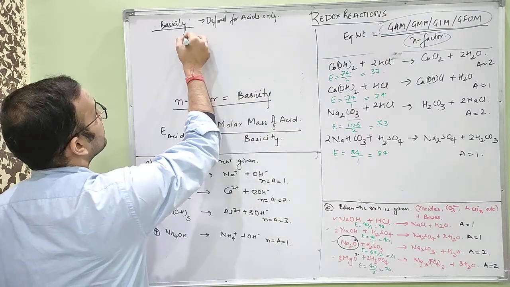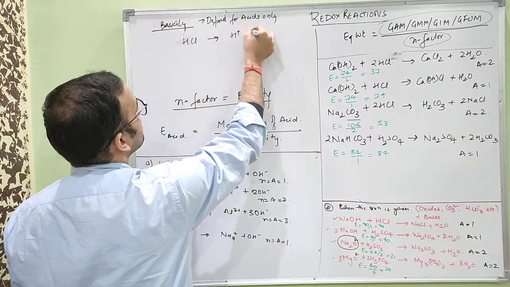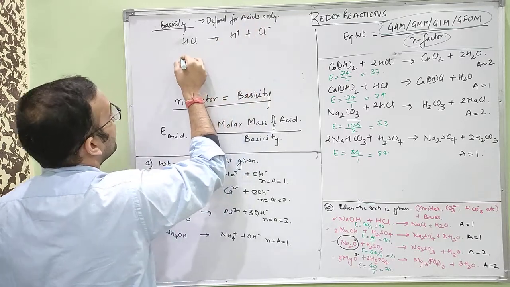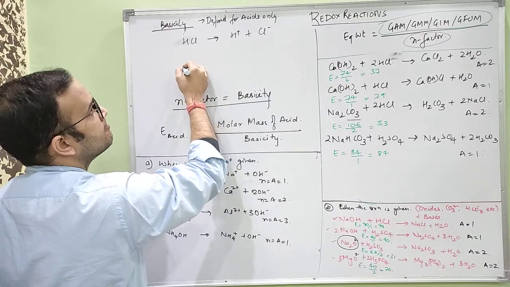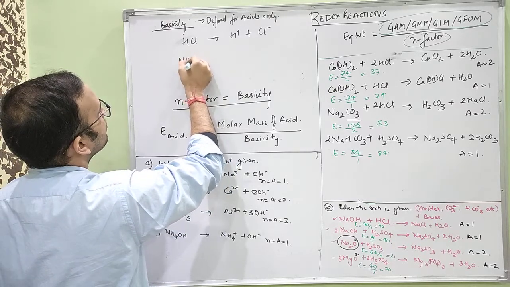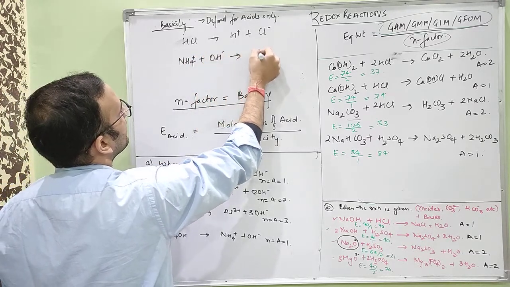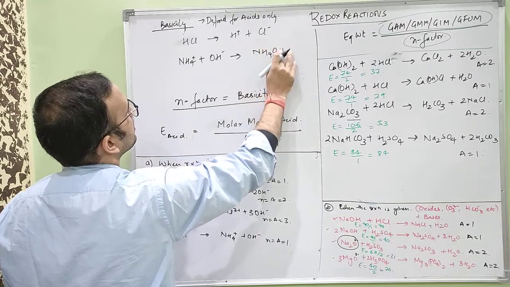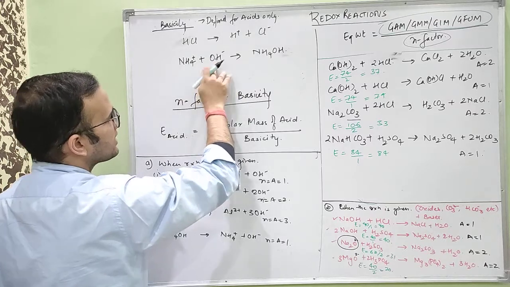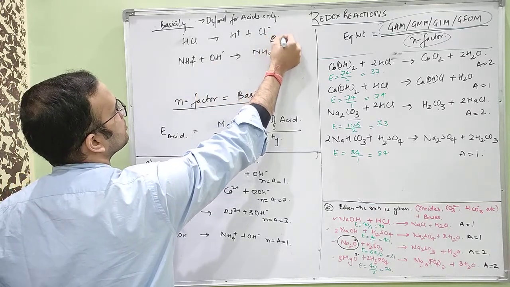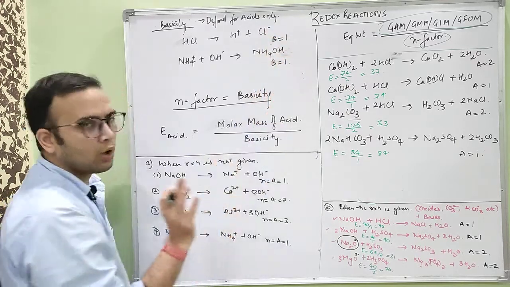Got it? Now for example, HCl will give you H plus plus Cl minus. Let's say NH4 plus ion is absorbing 1 OH minus ion to give NH4OH. So we can say that this is absorbing 1 OH minus ion. For this B is equal to 1. Here B is equal to 1.